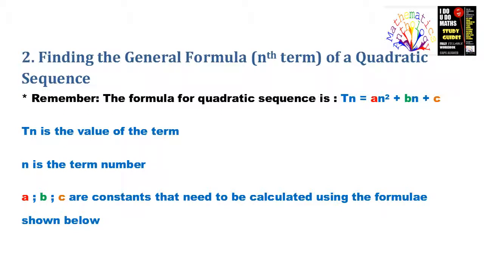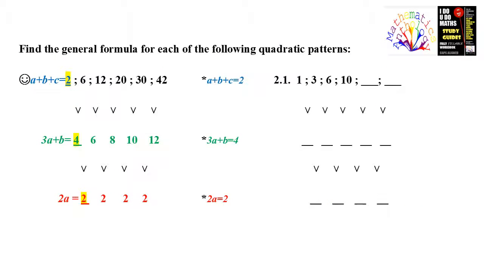Let's look at finding the general formula or the nth term of a quadratic sequence. Remember, the formula for a quadratic sequence is Tn equals an squared plus bn plus c, where Tn is the value of the term, n is the term number, and a, b, and c are constants that need to be calculated using the formula shown below.